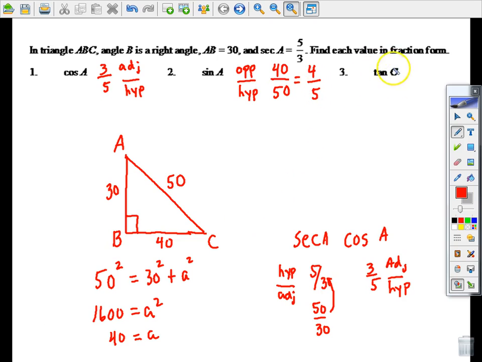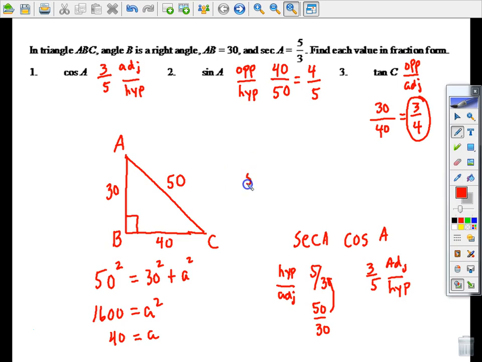Okay, now let's figure out what tangent C is. We're looking now out from angle C. Tangent, the ratio is opposite over adjacent. So for angle C, the opposite side is 30 and the adjacent side is 40. So reduced, that would give us 3/4. Okay, so once again, when you're running into these, you're given a trig ratio that represents a reduced fraction. Maybe you want to think of it in this way.